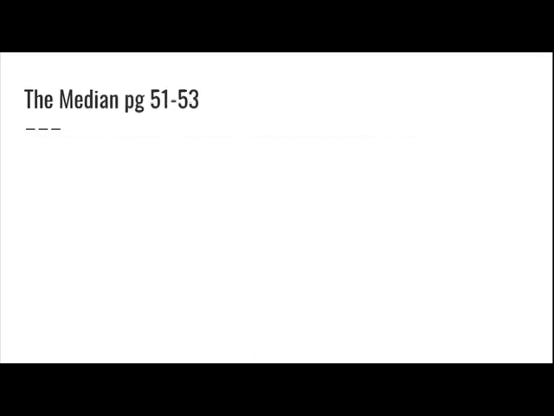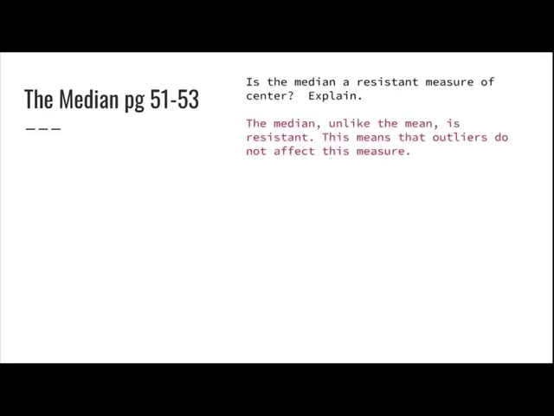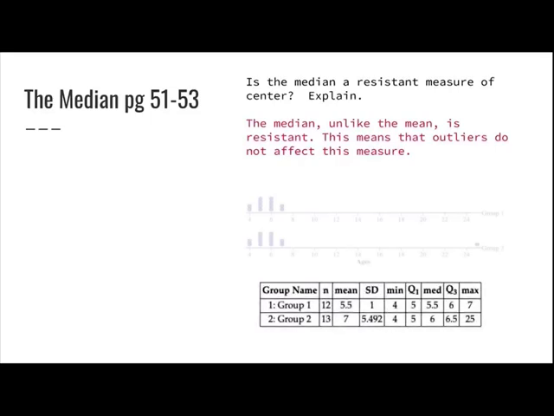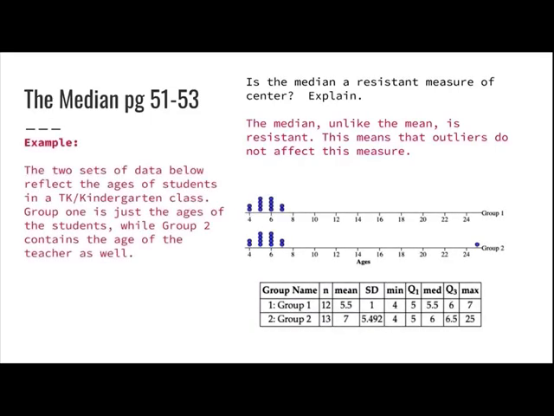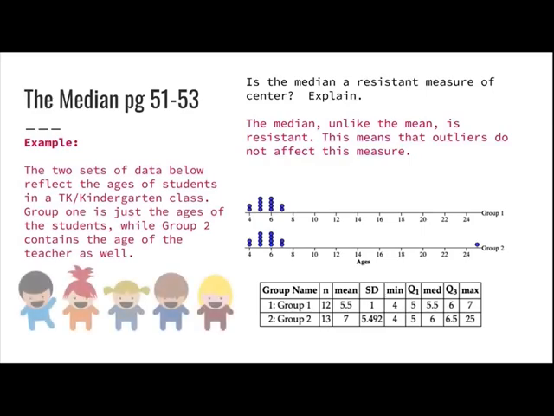Take a second and read pages 51 through 53. Is the median a resistant measure of center? The median, unlike the mean, is resistant. This means that outliers do not affect this measure. The two sets of data below reflect the ages of students in a TK kindergarten class. Group 1 is just the ages of the students, while Group 2 contains the age of the teacher as well. Notice how much the mean increases with Group 2, while the median is very close to the same.